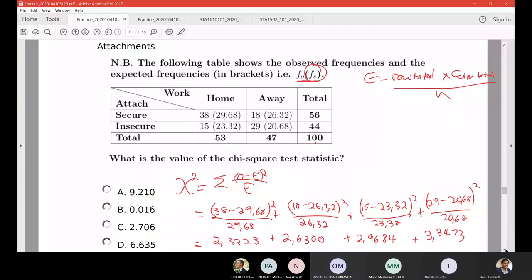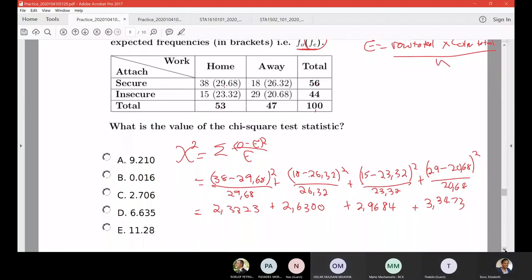Are we happy? Yes. Do you agree with the values I have in front of you? Yes. Since I didn't calculate the final answer, please calculate it and let me know which one. Help me to calculate, please. Thank you. There's E, 11.28. Okay, and that will be the answer.